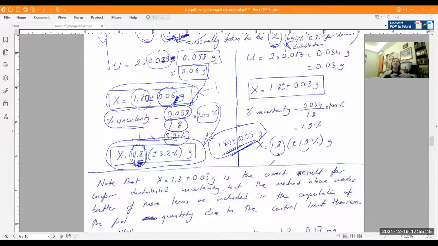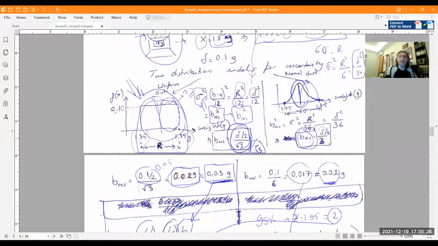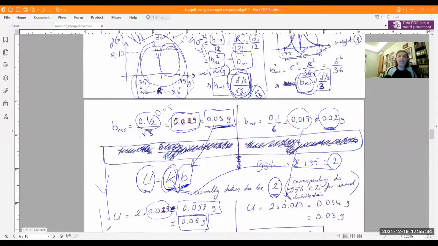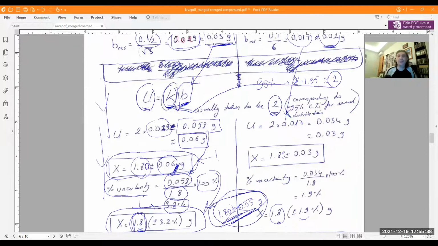But as I said, when you come up with other measurements and when you try to combine them, this method fails. This method, which is basically finding the variance using uniform distribution, then equating the square root of variance, which is the standard deviation, to bias, and then multiplying the bias by 2 to find uncertainty, gives a better result.